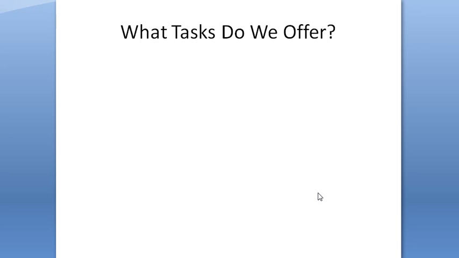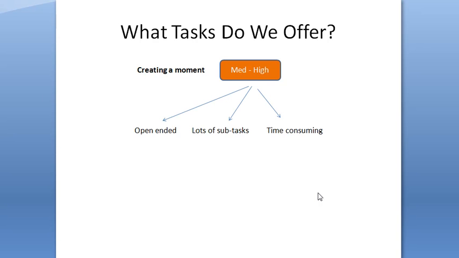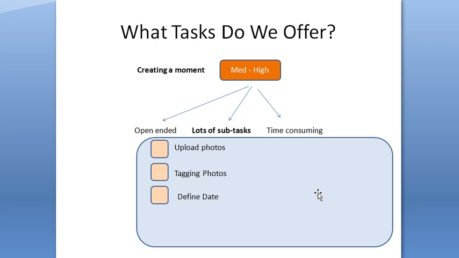So what kind of tasks do we offer? Well, our main task, our primary task, is creating a moment, which is actually a fairly high participation task. Why is it a high participation task? Because one, it's open-ended, which means it can go a lot of different directions, which automatically is scary to a user. Two, it's got a lot of subtasks. Three, it's time-consuming.